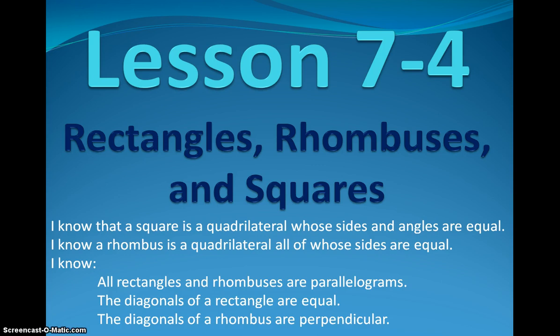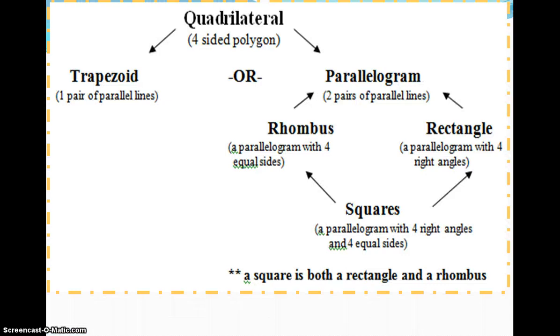So I know that a square is a quadrilateral whose sides and angles are equal, is kind of a straight definition. I know a rhombus is a quadrilateral, all of whose sides are equal. I know all rectangles and rhombuses are parallelograms. The diagonals of a rectangle are equal, and the diagonals of a rhombus are perpendicular. So we're going to get into those definitions here in just a second, but I just want to remind you from pre-algebra, possibly a diagram that you've seen before.